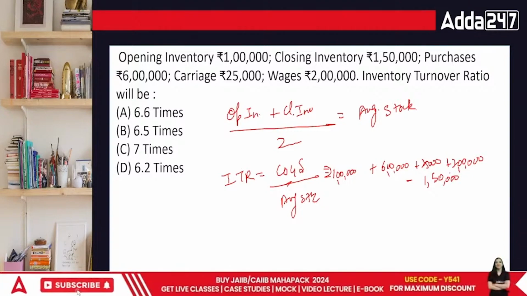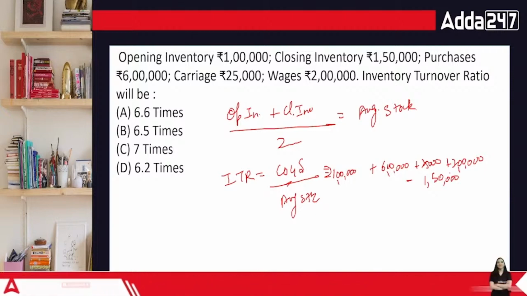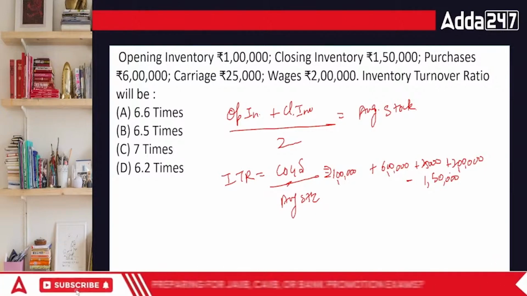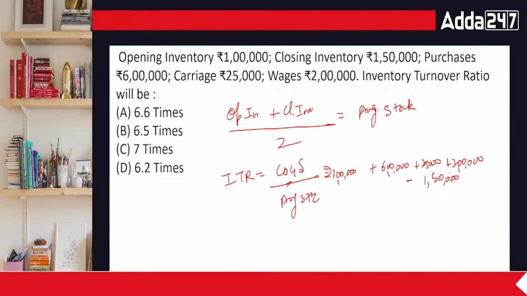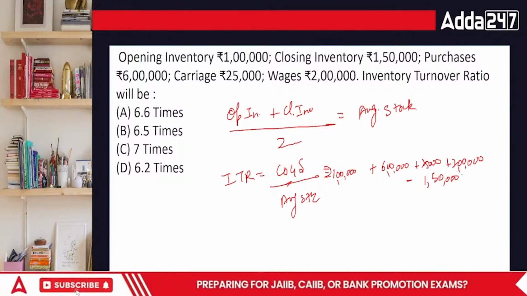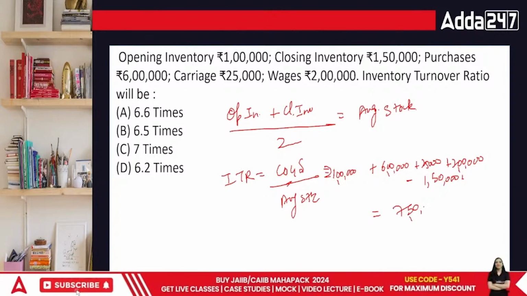plus 6 lakhs plus 25,000 plus 2 lakh minus 1 lakh 50,000. That gives us 7 lakh 75,000 is the COGS. Okay, my COGS comes out to be 7 lakh 75,000.